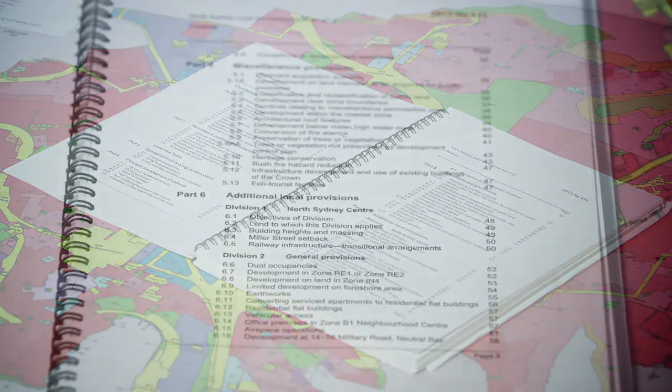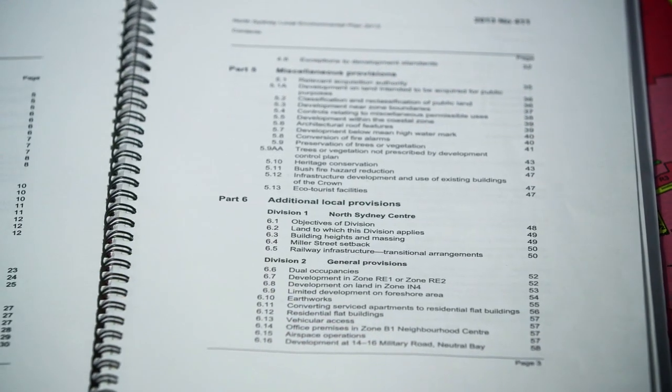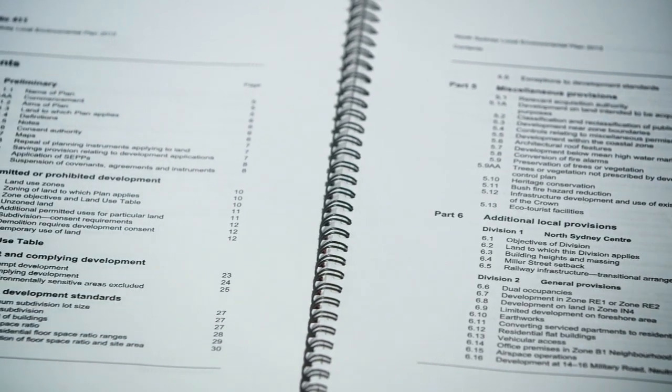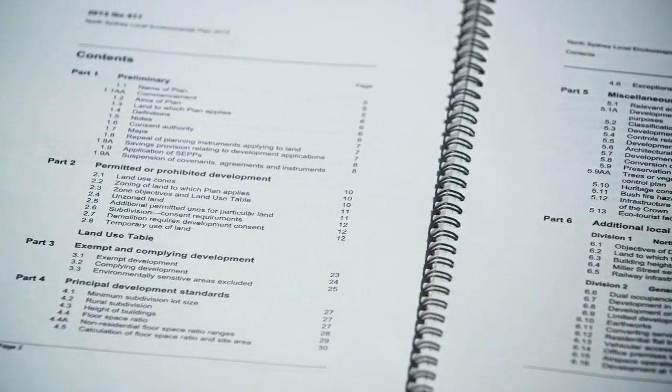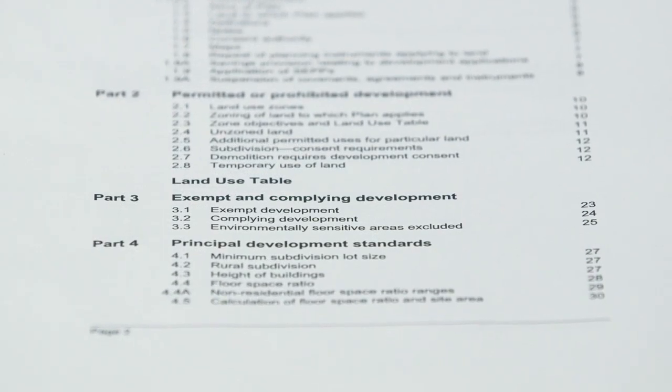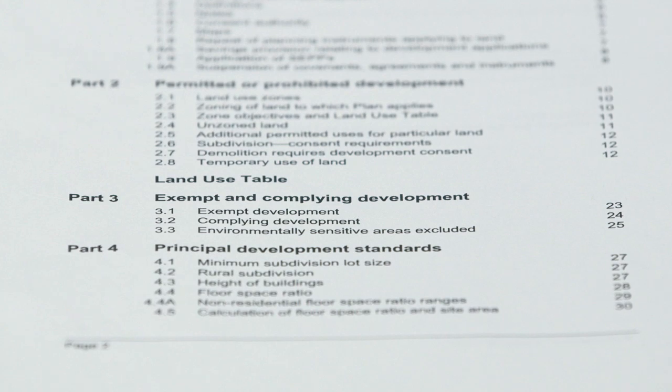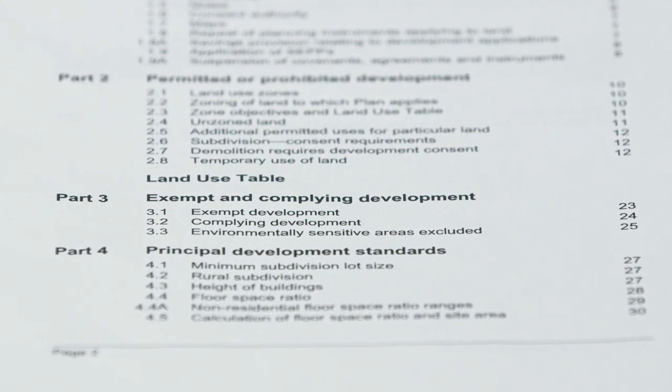First, note the zoning table or land use table. This lists the types of development that are permitted in each land use zone. For example, it shows whether an area is zoned for commercial or residential use, and if it's residential, whether development can be low, medium, or high density.